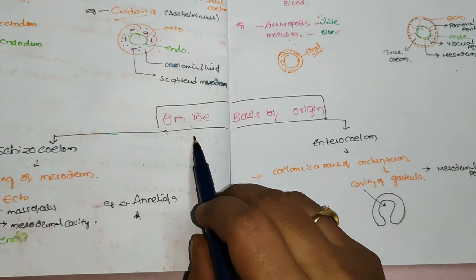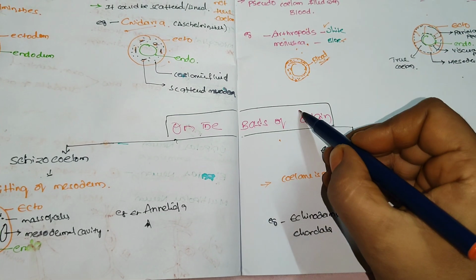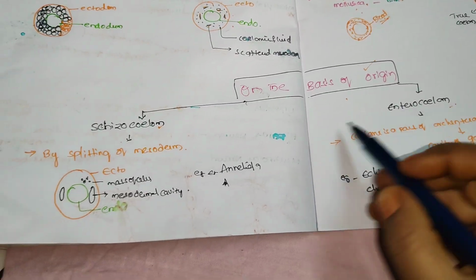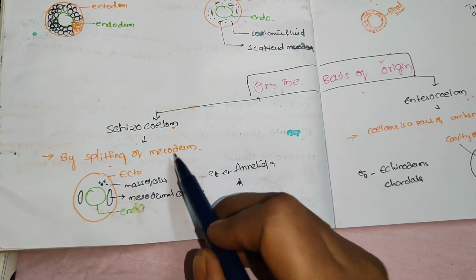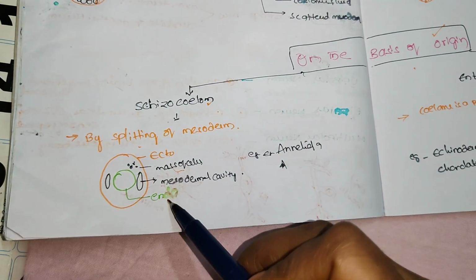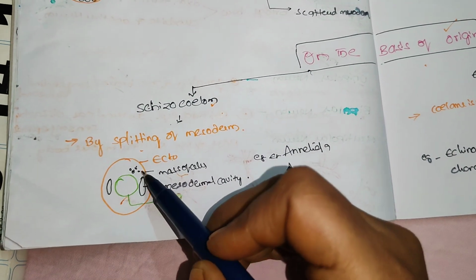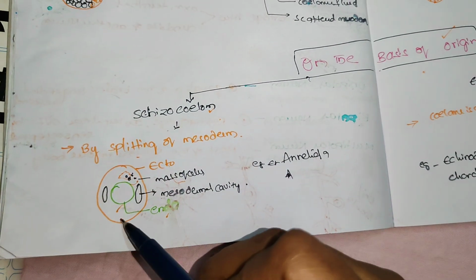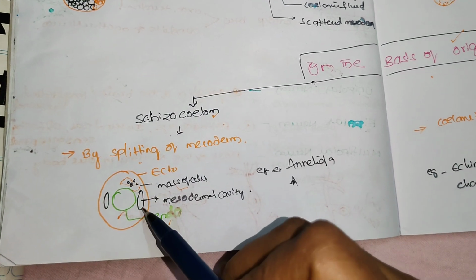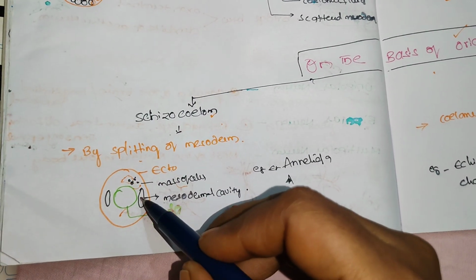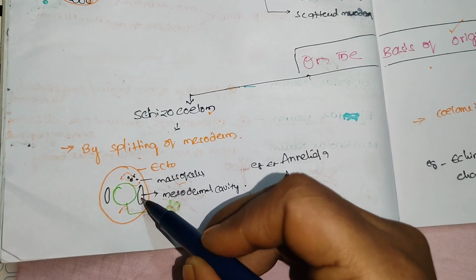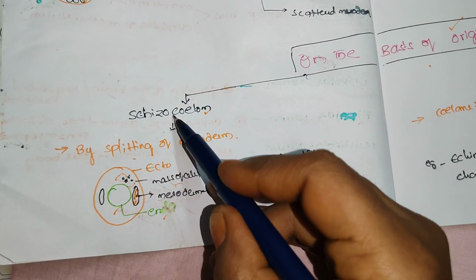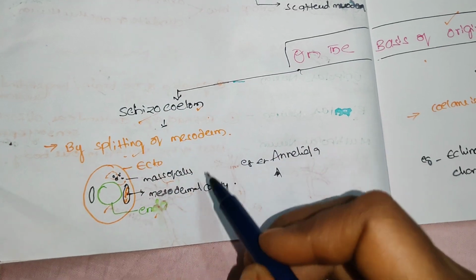Then come to the coelomes based on origin. Based on the origin, coelomes are of two types: schizocoelome and enterocoelome. Schizocoelome means splitting of the mesoderm. Here we have ectoderm and endoderm, and in between a number of cell masses are present. The mesoderm is not lined to the ectoderm and endoderm, but it forms the mesodermal cavity. Splitting of the mesoderm means the cavity is created by the mesoderm. Schizo means splitting of mesoderm.